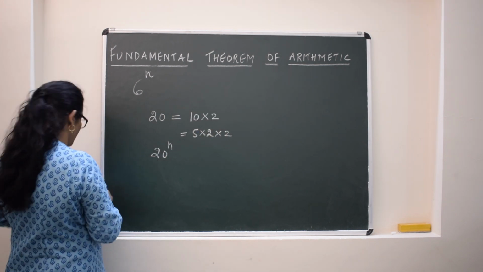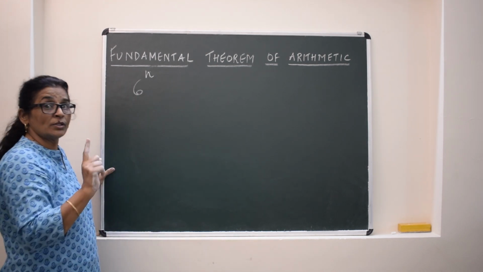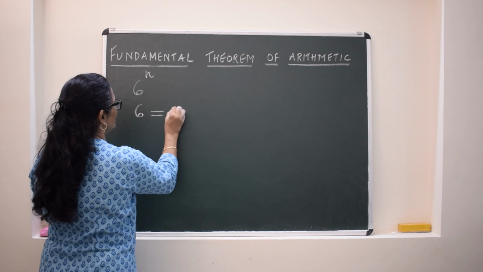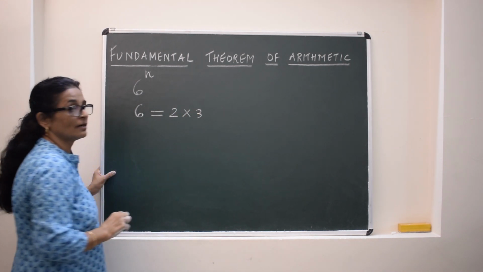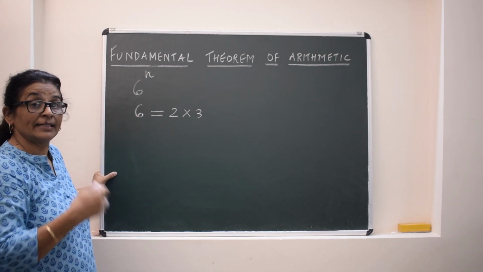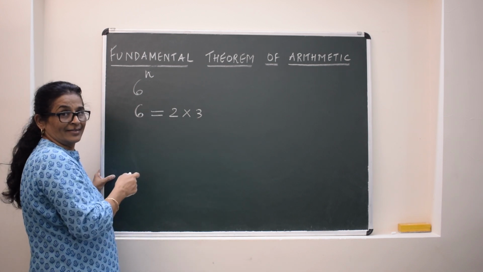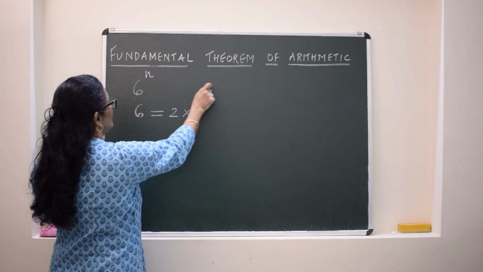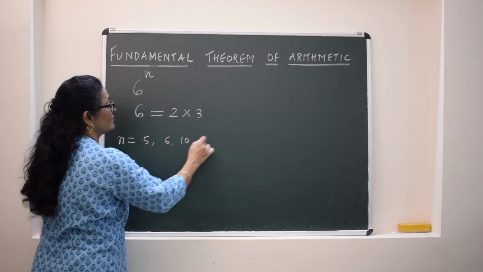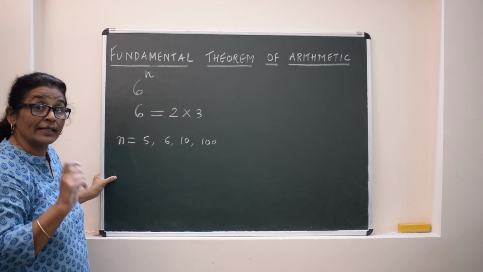So if a number is given and it has to be proved that it will not end with 0, the most important thing is its prime factors. So first let's see what the prime factors of 6 are. The prime factors of 6 are 2 and 3. No matter how many times 6 is multiplied, it can never end with 0, because what is missing in this case is 5. And we can say this for n equal to any number, 5 times, 6 times, 10 times, 100 times: 6 to the power of n cannot end with 0.